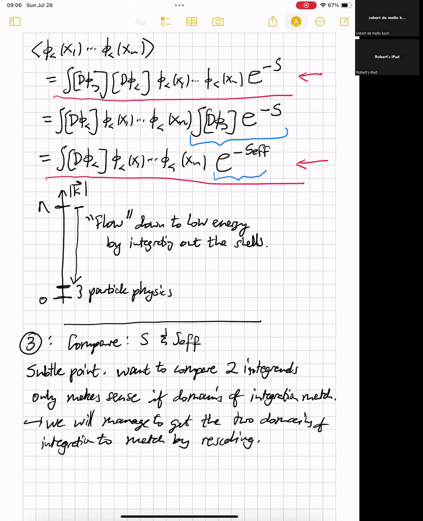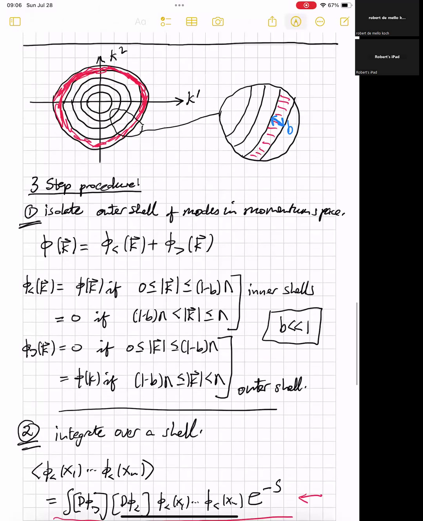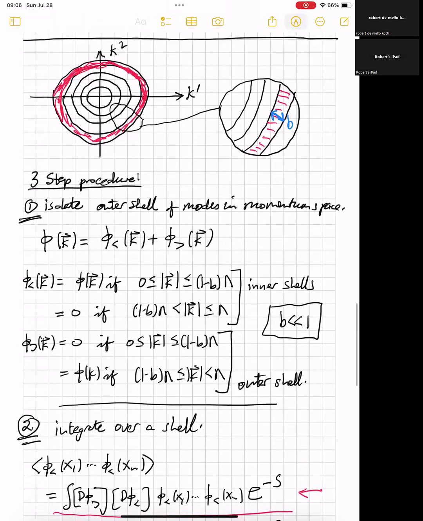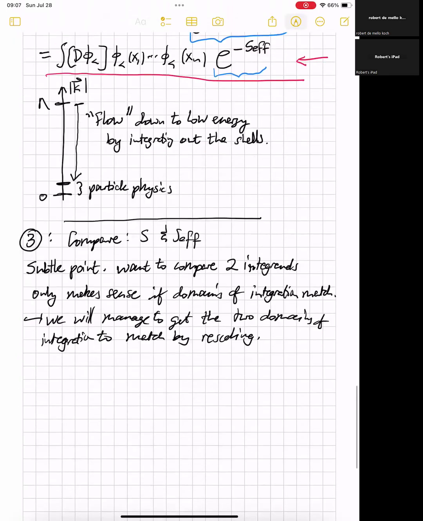We're going to do this in detail, but let me just tell you the idea. We've integrated out that last shell, so our onion in momentum space got slightly smaller because the last shell's missing. Then we're going to rescale it, boom, to pop the onion back to where it was. That's the rescaling that we're going to do, and we're going to compare S and S effective after we've pushed the onion back to the size that it was. So we'll need to rescale the cutoff by a little bit so that we still have the same domain in momentum space.